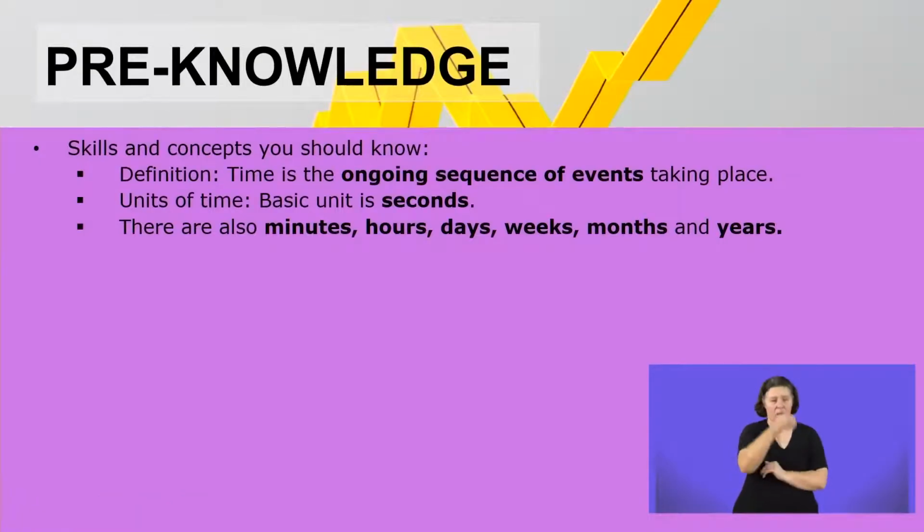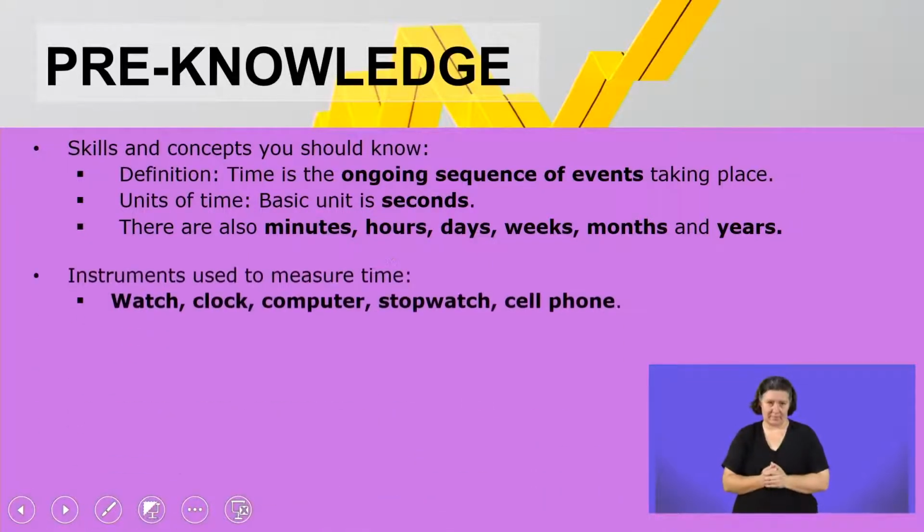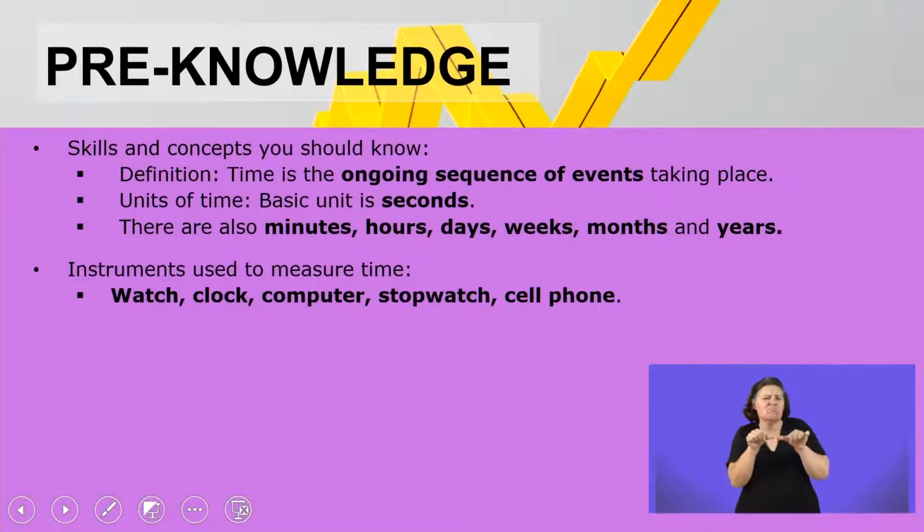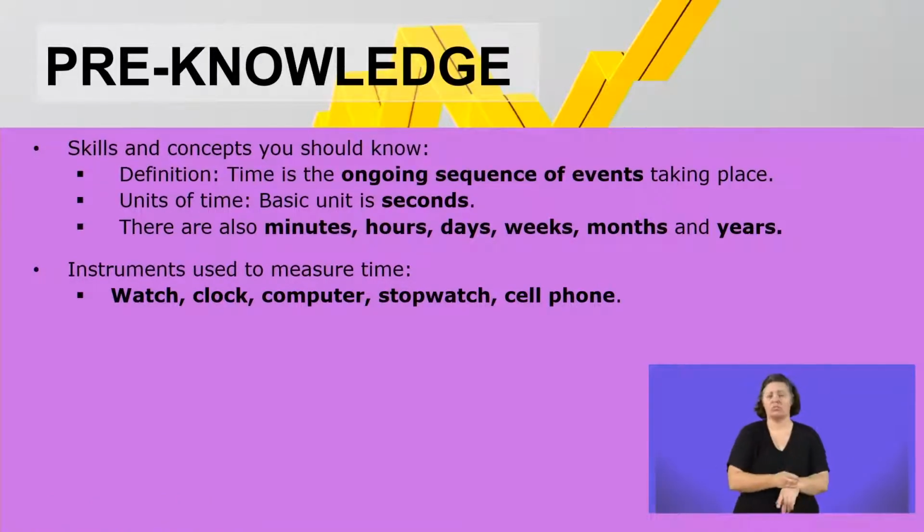Right, so you need to know certain things at this moment in time as well. So what is the pre-knowledge that I'm referring to? That will be the skills and concepts you should know, and it includes the definition of time. That is an ongoing sequence of events that is taking place. The basic unit of time is seconds, and then also we have minutes, hours, days, weeks, months, and of course our years. Then also what is important, the instrument used to measure time. It can be a watch, a clock, computer, a stopwatch, or a cell phone, for example.